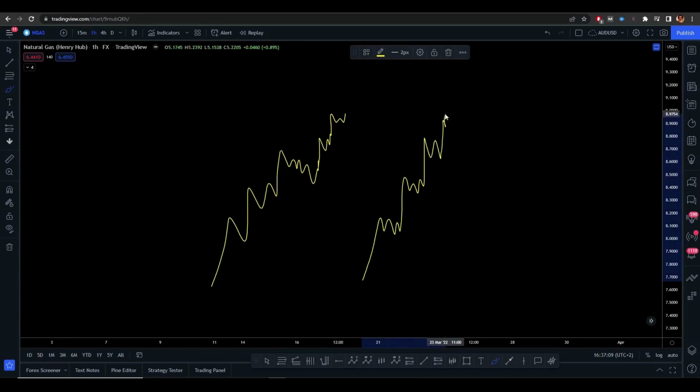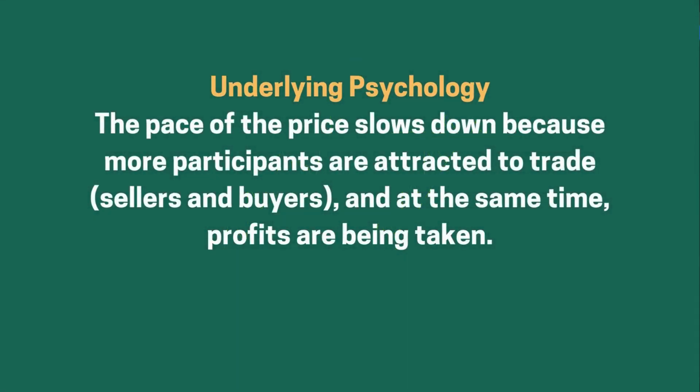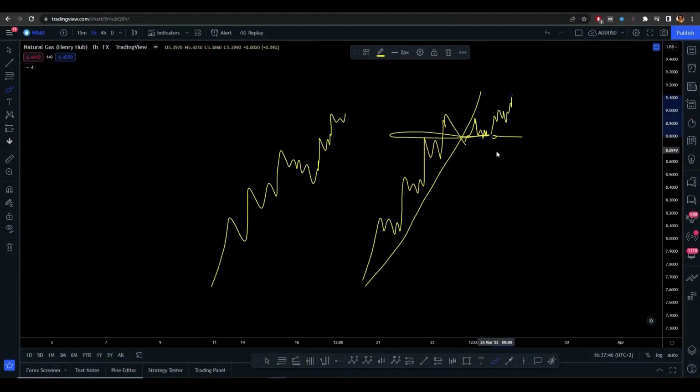It's not durable, so it will break. And when that happens, more often than not, it's actually a correction that will form. The pace of the trend slows down. So these are the three factors that can help in determining the importance of a trendline break. Look at them as clues when you are analyzing and assessing a trendline.